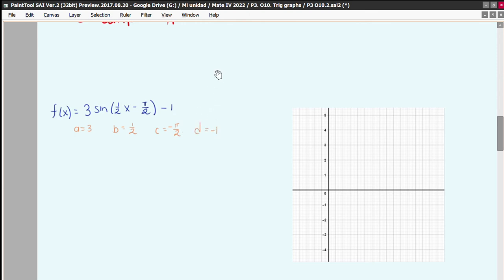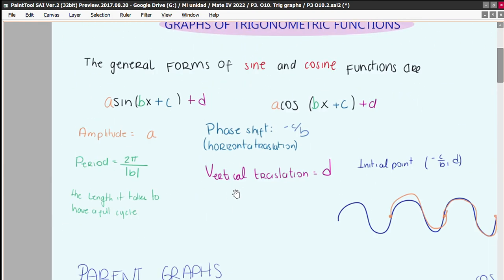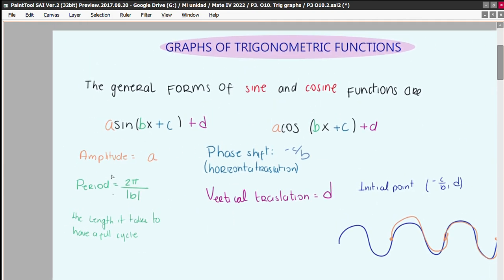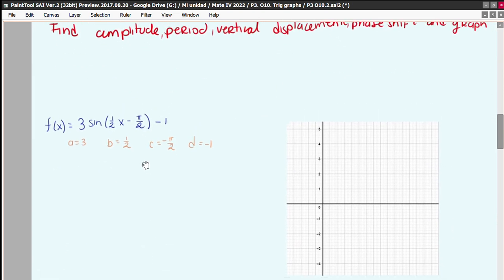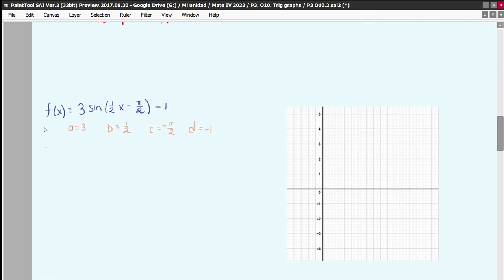Now, we're going to find all the characteristics of a trigonometric function. We're going to find the amplitude, the period, the phase shift, the vertical translation, and then we're going to graph it. Remember, the period is the length it takes to complete a cycle, where I can find all the possible values of the function. So first, let's find the amplitude. The amplitude is just the absolute value of A. In this case, the absolute value of 3, and that is just 3.